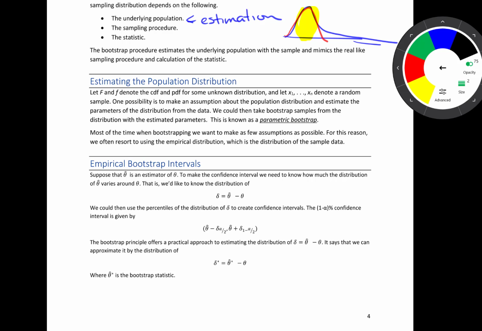One possibility is to make an assumption about the population distribution and estimate the parameters of the distribution from the data. We could then take bootstrap samples from the distribution with the estimated parameters. And so this is what's called Parametric Bootstrap.